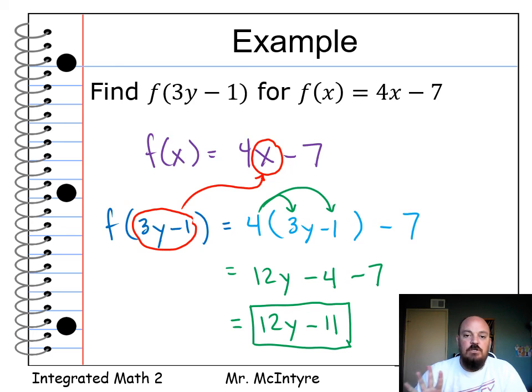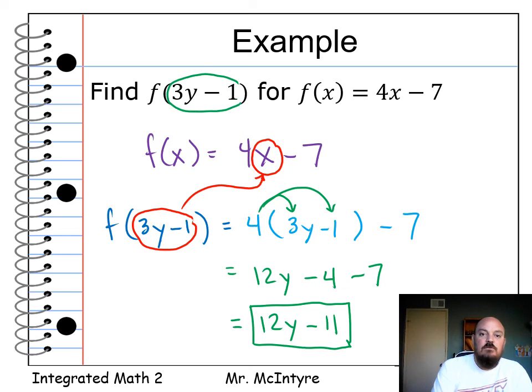But the idea, if you look at the screen right now, they're all the same problem. Whenever I ask you to use function notation, you take whatever the thing I'm asking you to find is here in the parentheses. In this case, it was 3y minus 1. You go to your function and you change each x in that function into that thing, whatever it was, 3y minus 1.